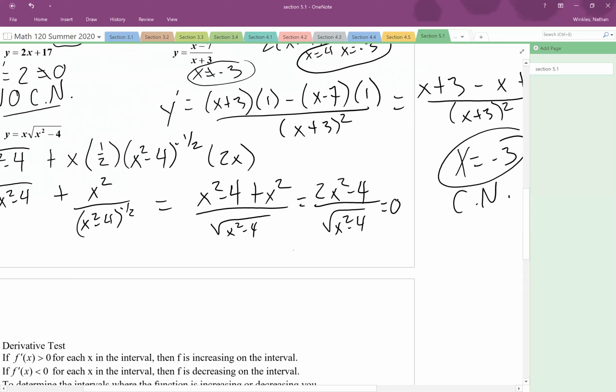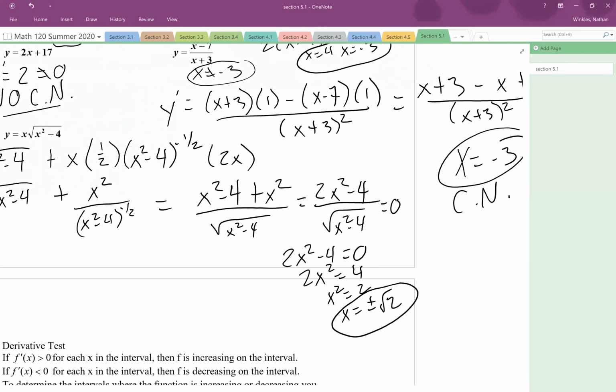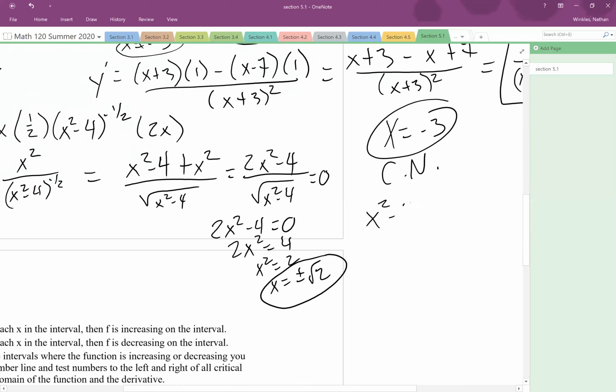We set this equal to 0, so 2x squared minus 4 equals 0. 2x squared equals 4, x squared equals 2, x equals plus or minus the square root of 2. Make sure you use plus or minus when you solve that because you took the square root. The other place is x squared minus 4 cannot equal 0, so x cannot equal plus or minus 2 by the denominator. So just keep in mind, this is where it does not exist. So therefore, these both are our critical numbers.